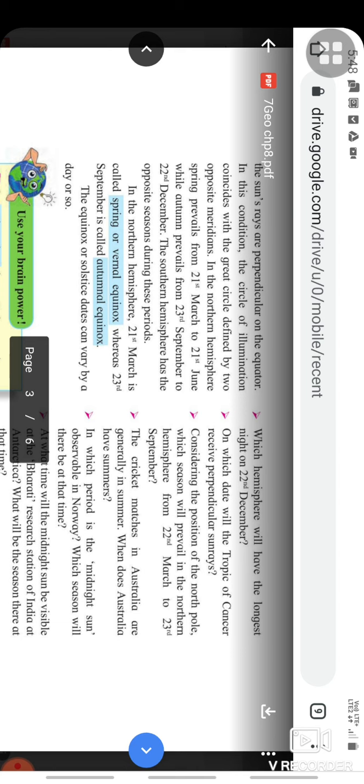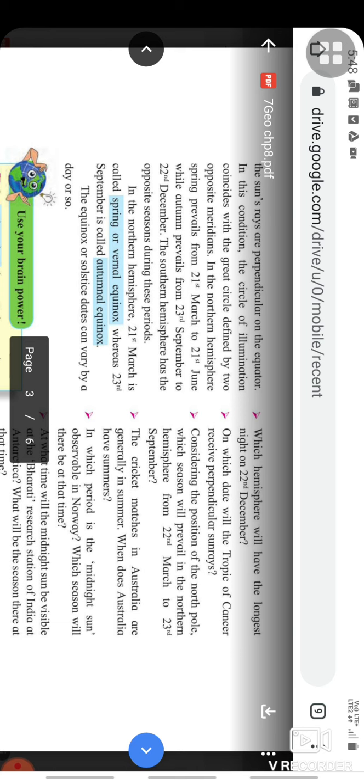In which period is the midnight sun observable in Norway? Which season will be there at that time? At what time will the midnight sun be visible at the Bharati Research Station of India at Antarctica? And what will be the season there at that time?